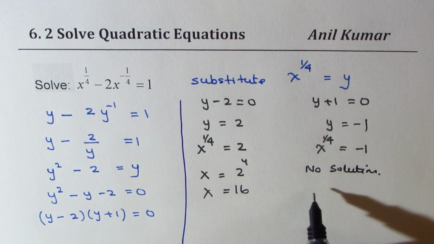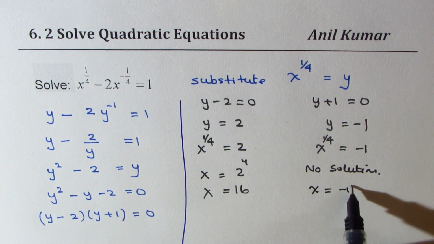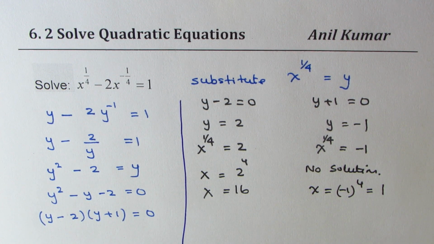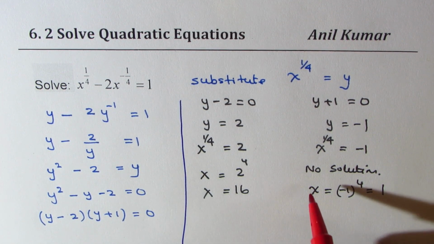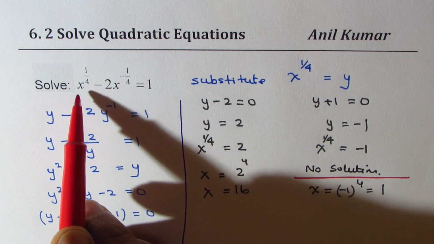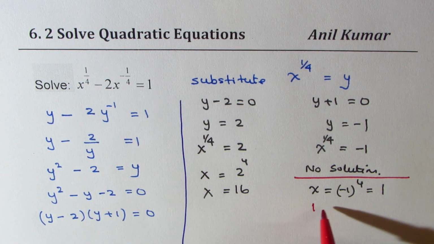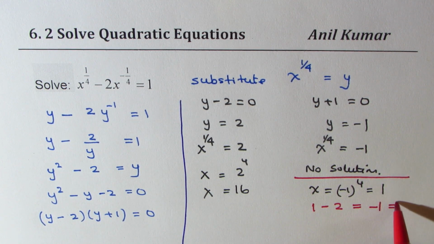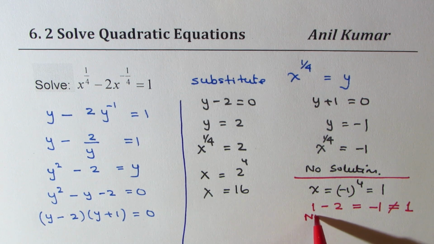Well, some of you could actually do it like this: x equals minus 1 to the power of 4, which gives you the answer as 1. Now, if you do that, you will realize that, let's continue. If you check x equals 1, you get 1 minus 2 equals minus 1. This is not equal to 1. Do you see that? So that is a word of caution. So that is not a solution.